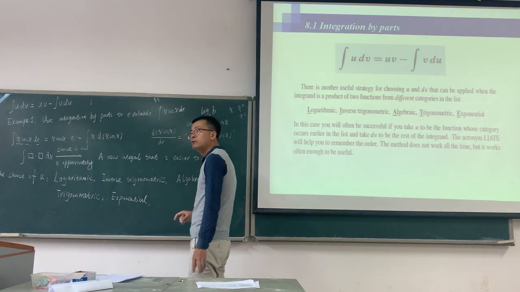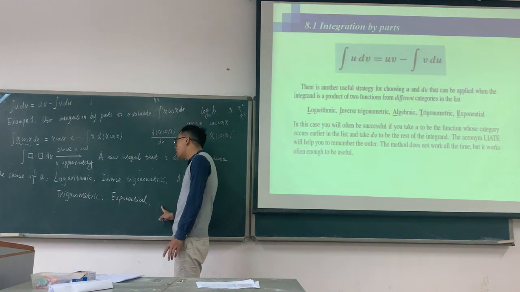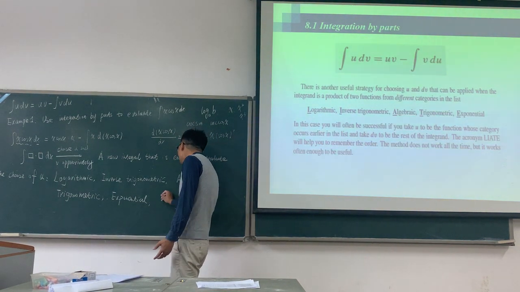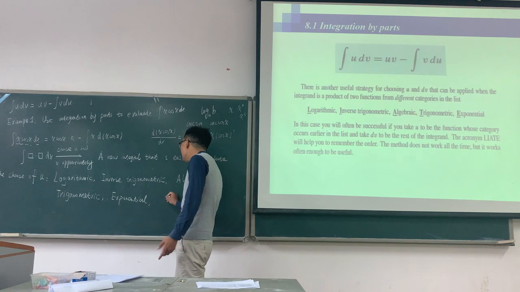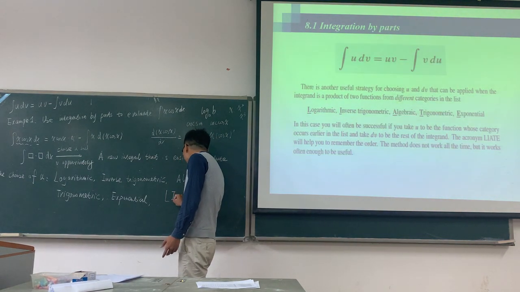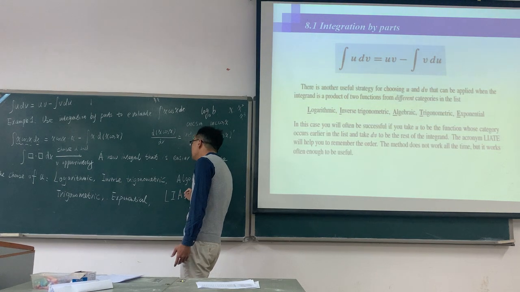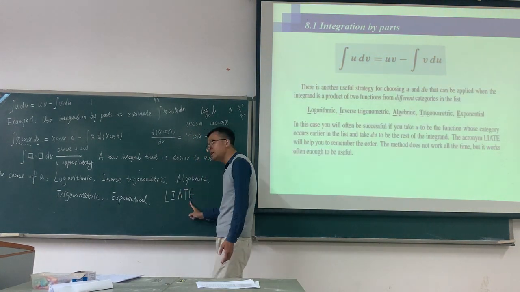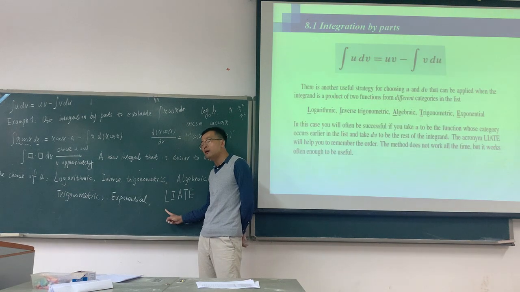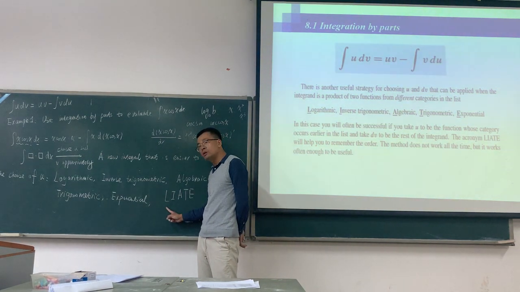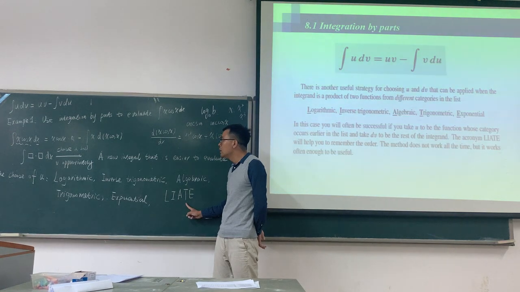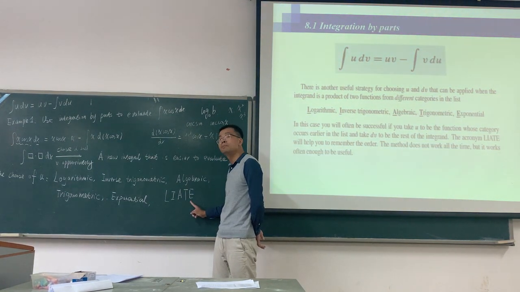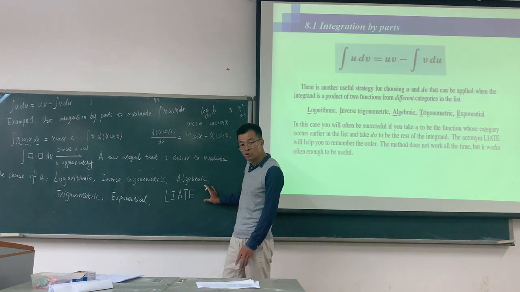For the convenience of remembering, we take the first letters: L-I-A-T-E. L means logarithmic. The second means inverse trigonometric function. The third means algebraic function. The fourth means trigonometric function. The last one is exponential. This is how we choose u.